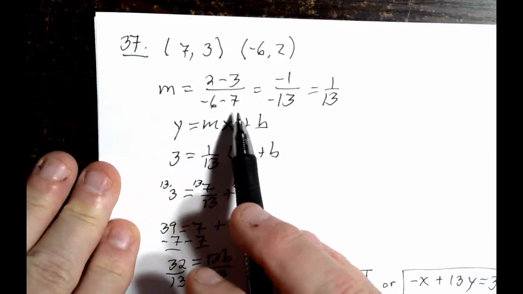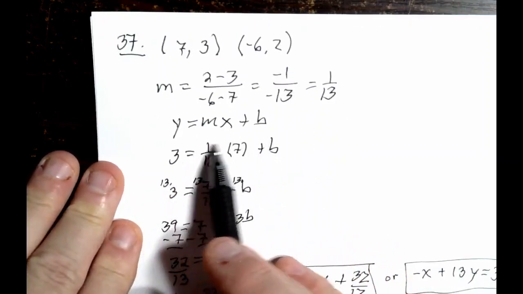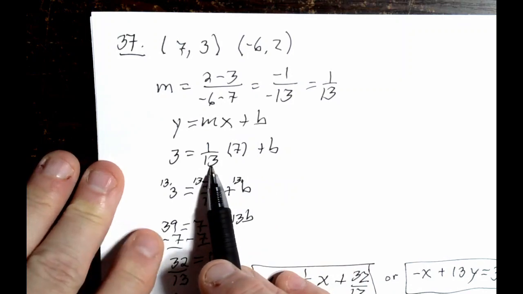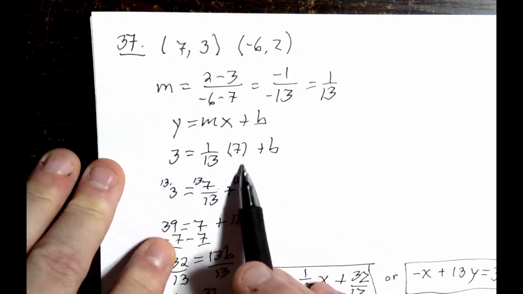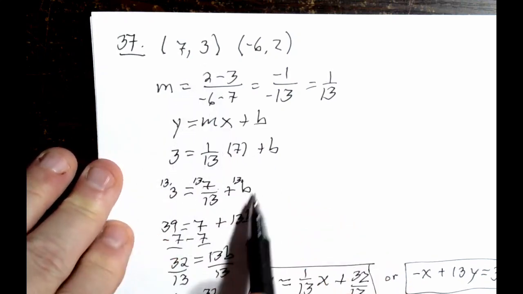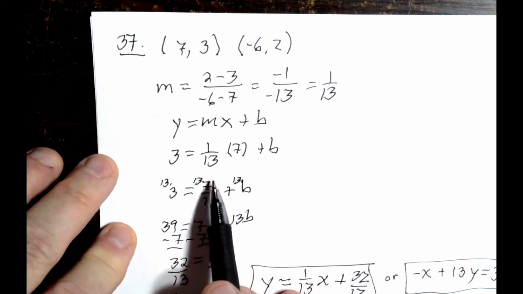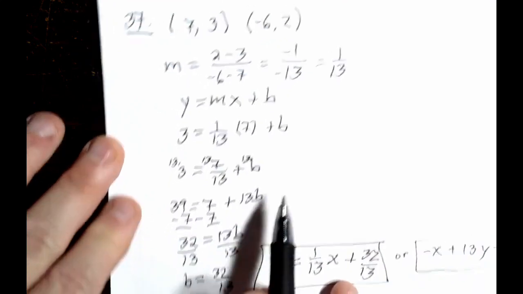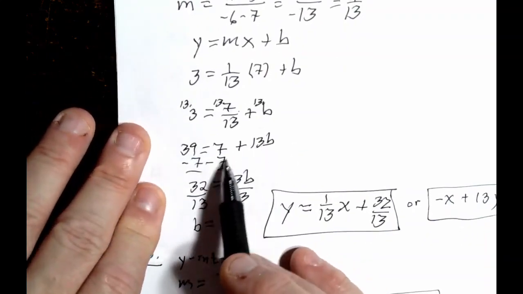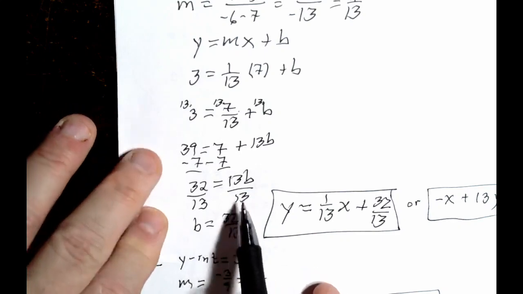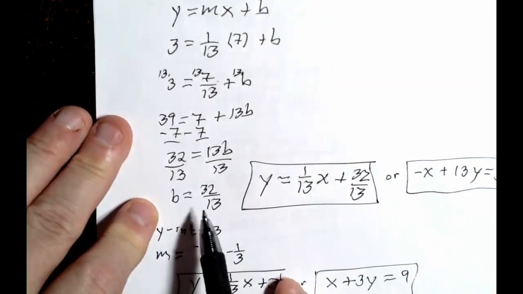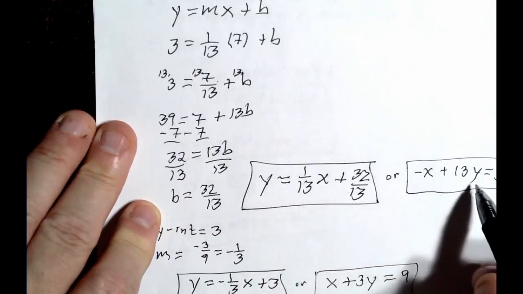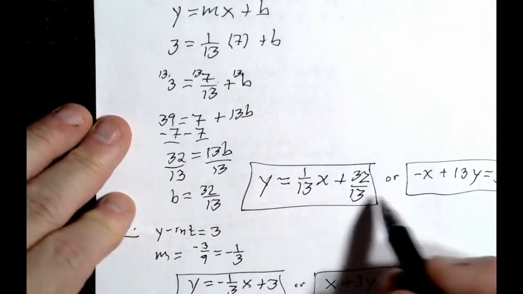37, same thing. You find your slope using the slope formula, and then you plug in m is 1/13, and x is 7, and y is 3. And that way you can figure out what b is. So you get 7/13 plus b equals 3. I multiplied by 13 to get rid of the fraction. Okay, so then I want b by itself, so I subtract 7. I divide by 13 and I get 32/13. So y equals mx plus b, or you can write it this way, but this is generally the way you want to write it.